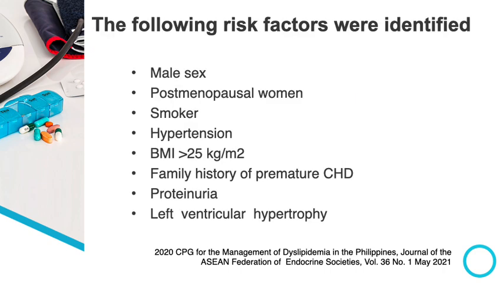Now, the next slide shows us what are the risk factors that are generally considered when risk stratifying our patients. So, these are male sex, postmenopausal women, smoking, hypertension, BMI more than 25 kilograms per meter squared, a family history of premature CHD, proteinuria, as well as left ventricular hypertrophy.